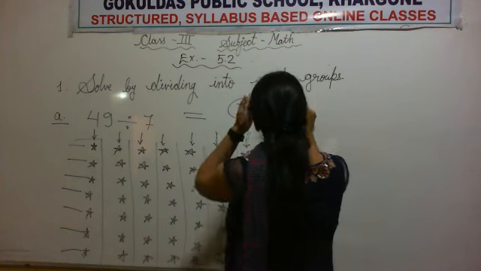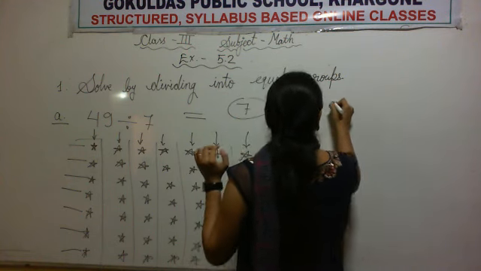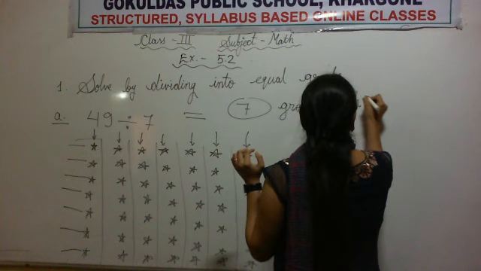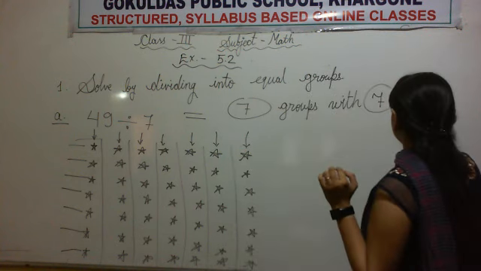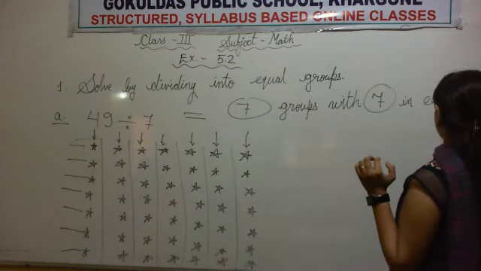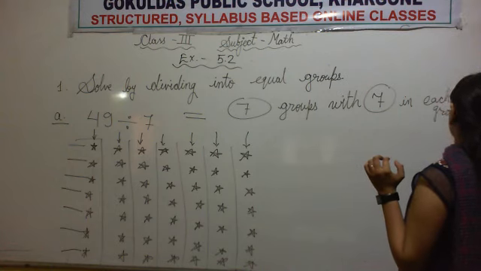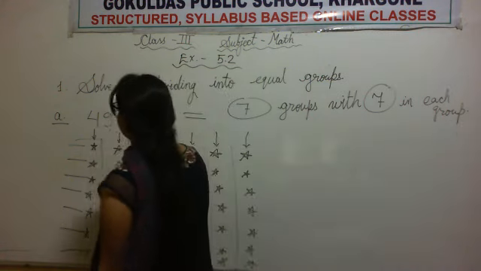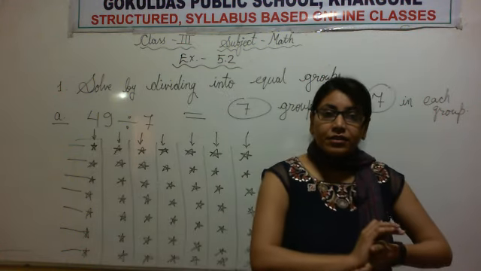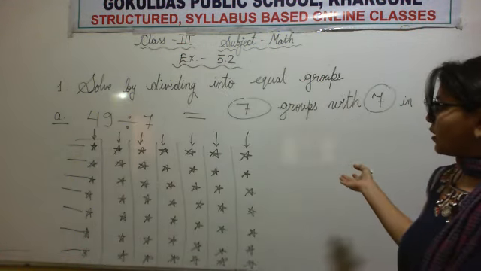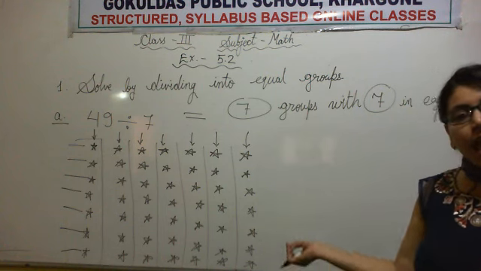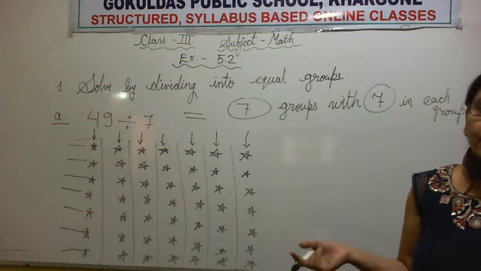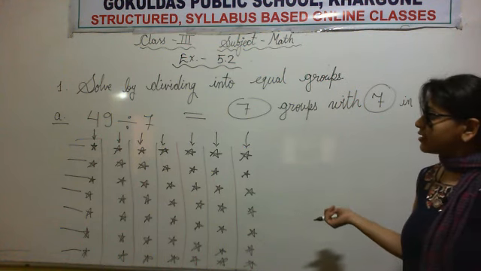7 groups with 7 in each group. Okay students, if suppose 100 was given in place of 49, then we would have to draw 100 things, 100 stars, 100 mangoes, and this will be difficult for us.